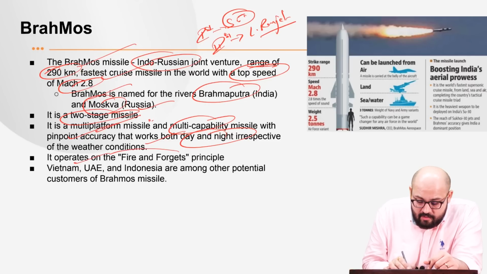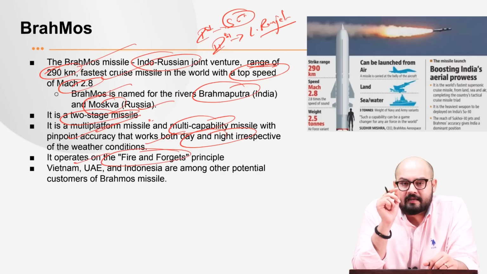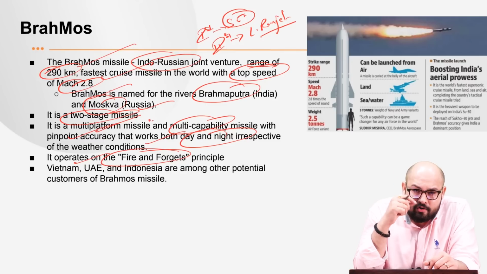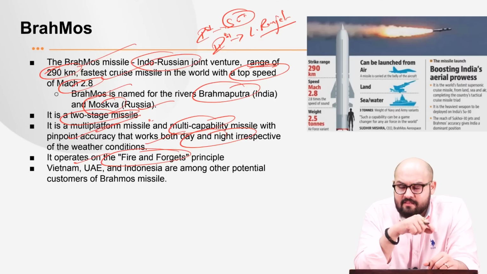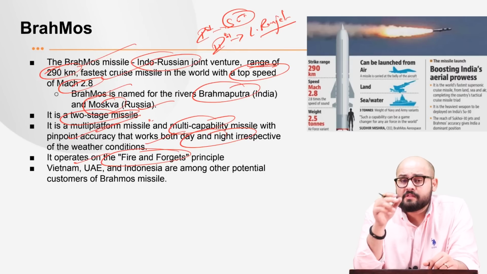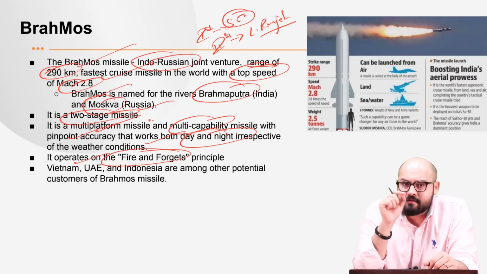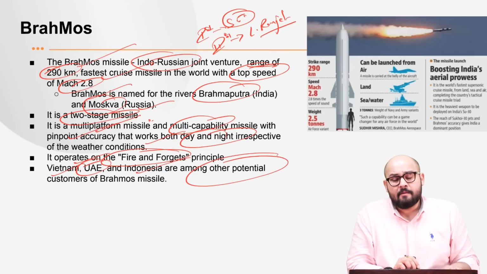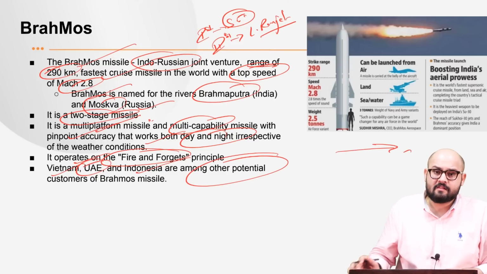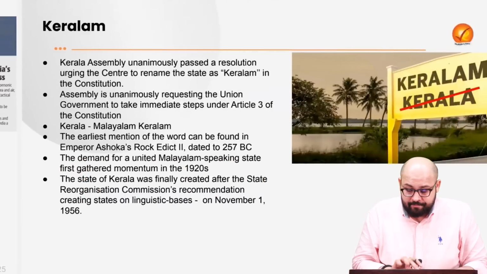Moreover, it operates on a fire and forget principle. That is, after you launch it, you need not guide the missile. It can autonomously guide itself along its chart, that is the way it follows, and no external guidance is needed. Now, Vietnam, United Arab Emirates and Indonesia are among the other potential customers of the BrahMos missile. You can have a look at this pictorial representation also.